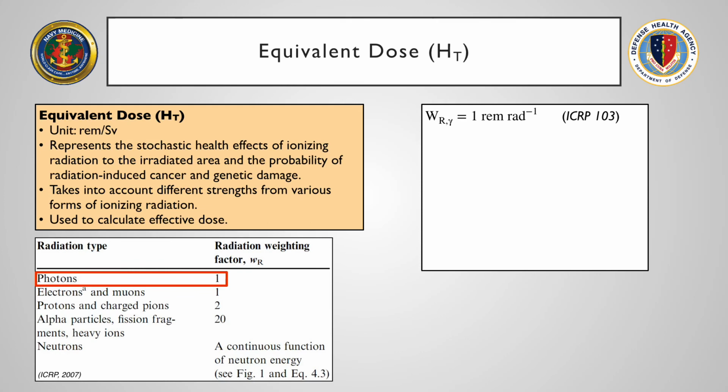So our equivalent dose is equal to the sum of our various ionizing radiations times our absorbed dose, and we substitute in 1 rem per rad times our 2.53 rads, which is equal to 2.53 rem.